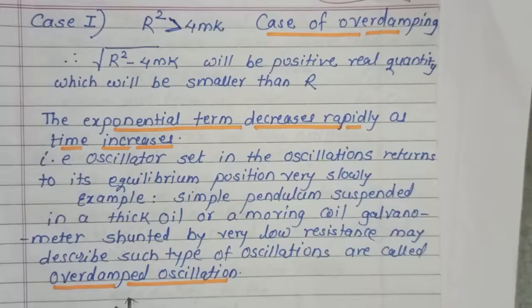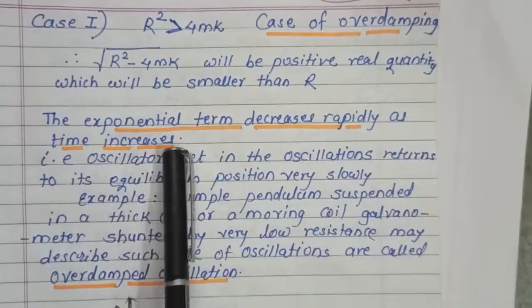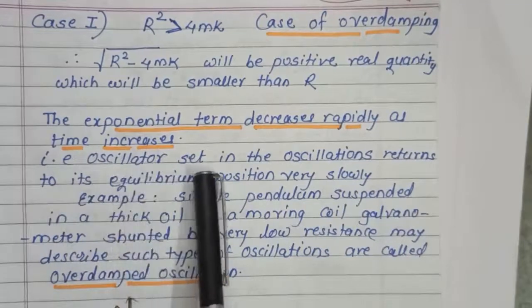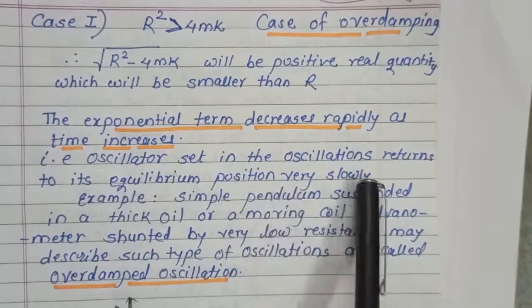Case first, if r square is greater than 4mk, that is, the square root of r square minus 4mk in the solution will be a positive real quantity which will be smaller than r, that is, the damping coefficient. The exponential term decreases rapidly as time increases. That is, the oscillator set into oscillation returns to its equilibrium position very slowly.